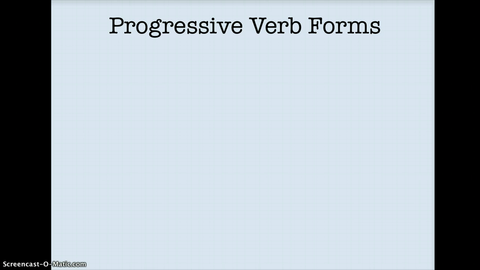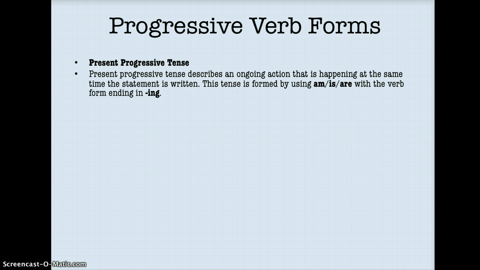Now we're moving into the progressive verb forms. When we talk about this, we're going to start with present progressive tense. Now basically, in explaining this, present progressive tense describes an ongoing action that is happening at the same time the statement is written. Something that's progressing, essentially. That's why it's called progressive tense.